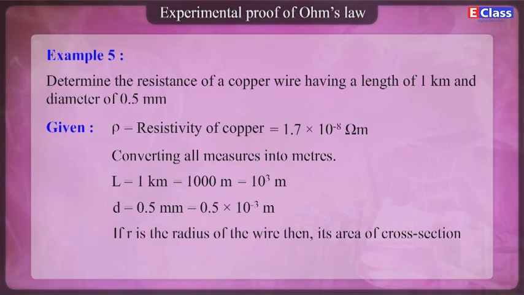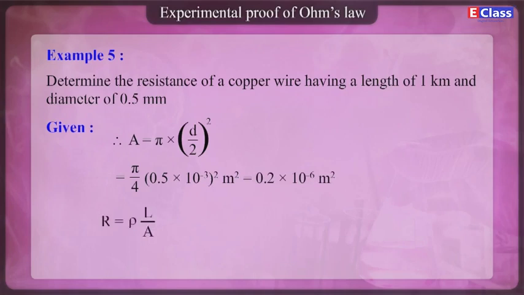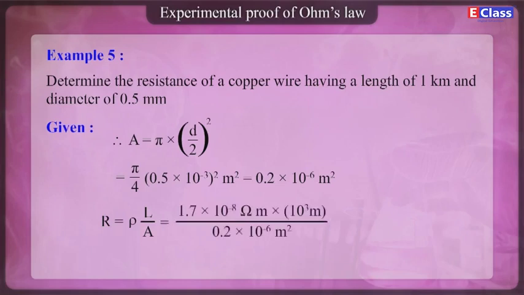If r is the radius of the wire, then its area of cross section A is equal to pi r square. Therefore, A is equal to pi multiplied by D upon 2 whole square, which is equal to pi upon 4 into 0.5 multiplied by 10 raised to minus 3 whole square meter square, which is equal to 0.2 multiplied by 10 raised to minus 6 meter square. R is equal to ρ L upon A, which is equal to 1.7 multiplied by 10 raised to minus 8 ohm meter multiplied by 10 raised to 3 meter upon 0.2 multiplied by 10 raised to minus 6 meter square, which is equal to 85 ohm.